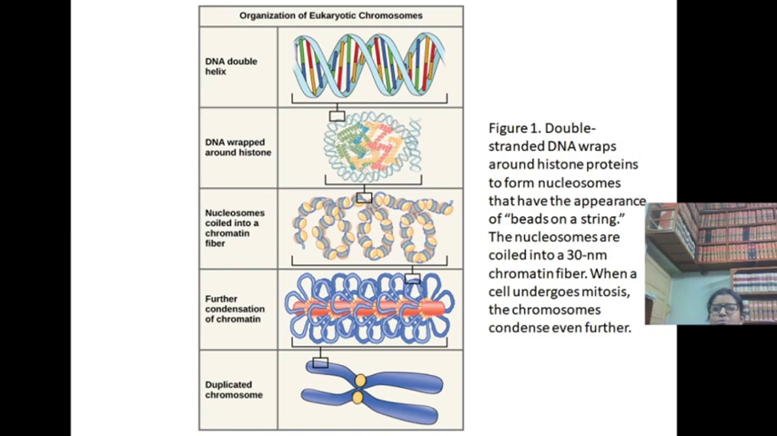So if you go into the organization of the eukaryotic chromosome, this is a schematic picture of how the organization starts. So you have DNA wrapped around the histones. Then this DNA wrapped around the histone is known as the chromatin. And then these nucleosomes, or chromatin, have the appearance of beads on a string. You can see that in the third window of the figure. Then you go down to further condensation of chromatin, and then you have the duplicated chromosome.